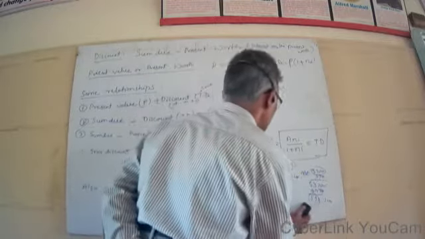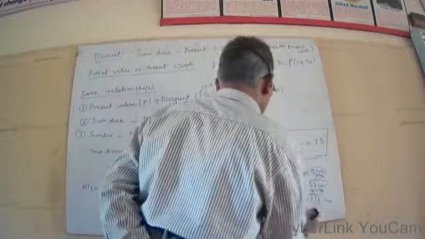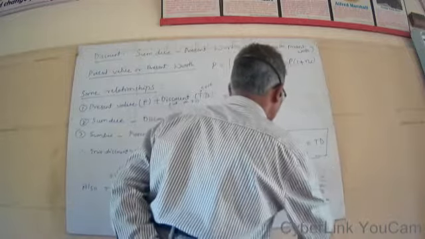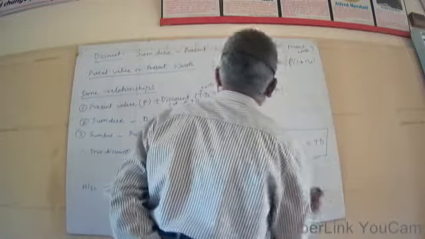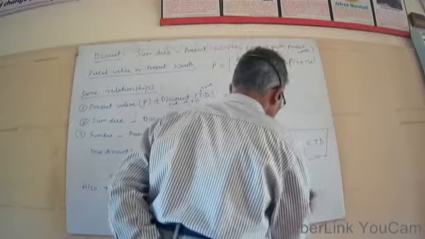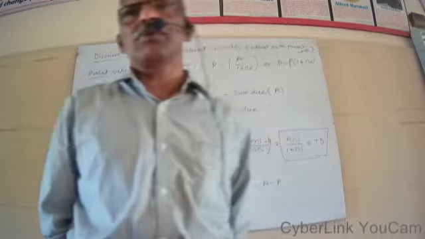Next, let us go to the next section, some definitions. Discount is nothing but the difference between sum due and present worth. Sum due is actually a different name, but you know this.